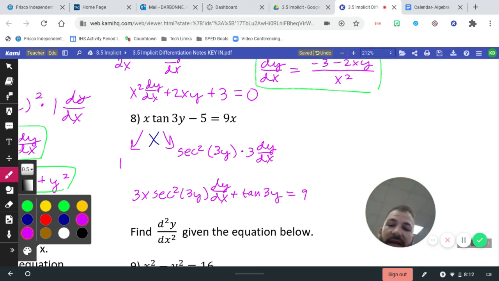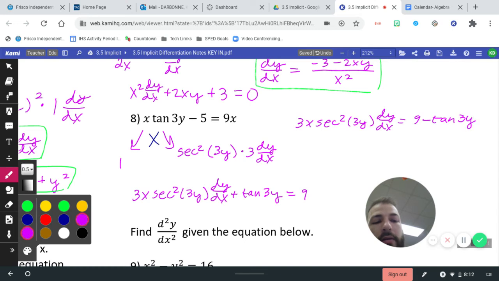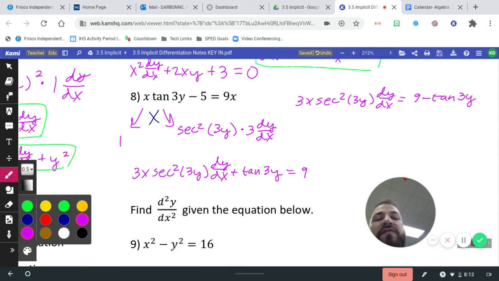Okay? So I got this whole mess over here, but that's okay. I can have a mess. Messes aren't a big deal. Okay, so the only thing I need to move over is that tan of 3y. So we get 3x secant squared of 3y dy over dx is equal to 9 minus tan of 3y. And then last but not least, I can divide over all of this being multiplied with dy over dx. So dy over dx is equal to 9 minus tan of 3y, all divided by 3x secant squared of 3y.